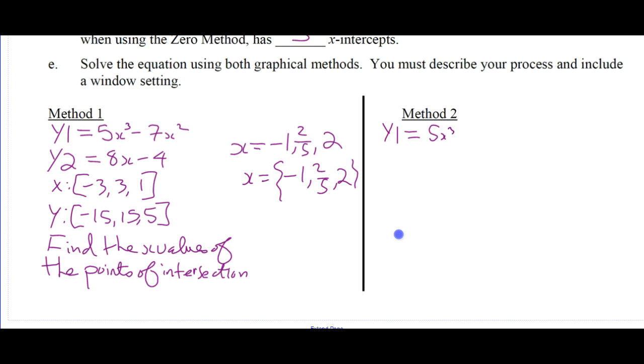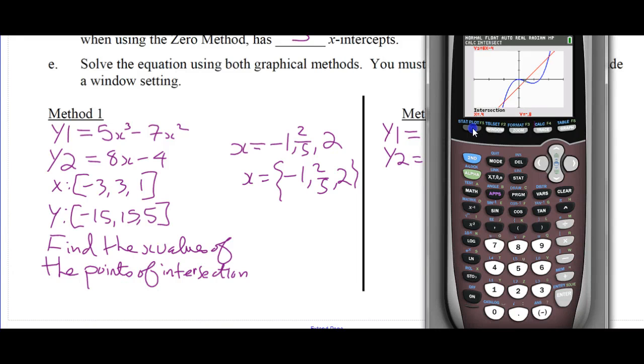So method 2 is to rearrange. Y1 is equal to 5x cubed minus 7x squared minus 8x plus 4. I am also going to graph y2 is equal to 0. I prefer that to doing the zeros. If you do the zeros, it doesn't matter. I just like this because then I do an intersection. Now, can we use the same windows? Be an interesting question. So we got 5x cubed minus 7x squared minus 8x plus 4. And go down here, clear that, put in a 0.